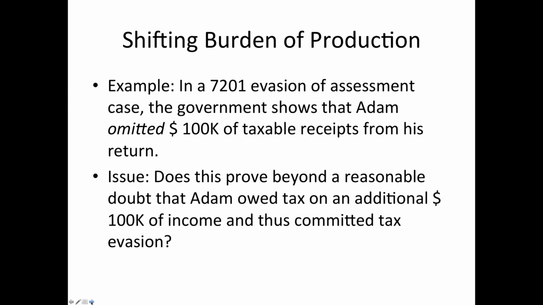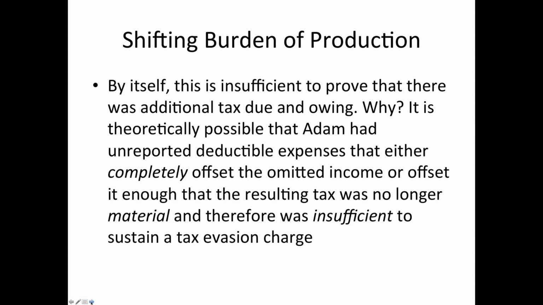Well, by the looks of it, you might think, yes, he did, because he omitted $100,000 of taxable receipts. By itself, however, this is insufficient to prove that there was additional tax due and owing. Remember, we're in the criminal context right now and not a civil one. Why is that so?